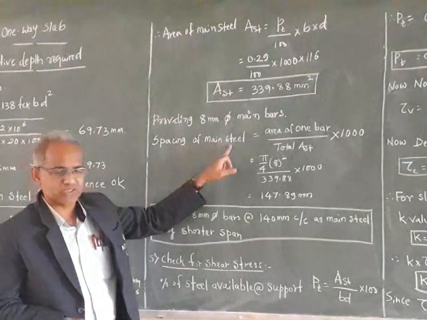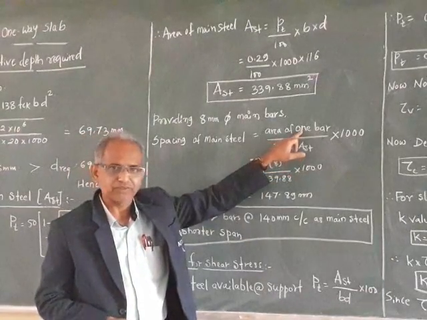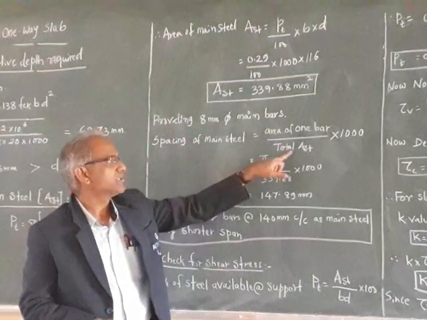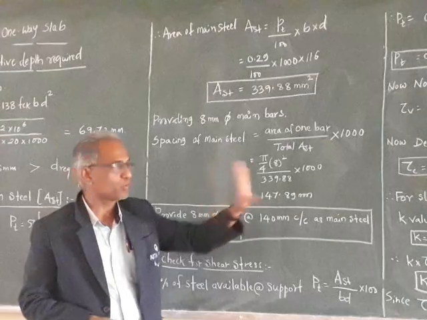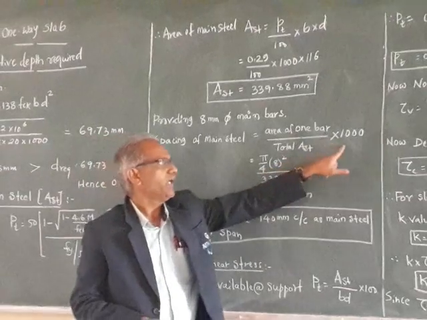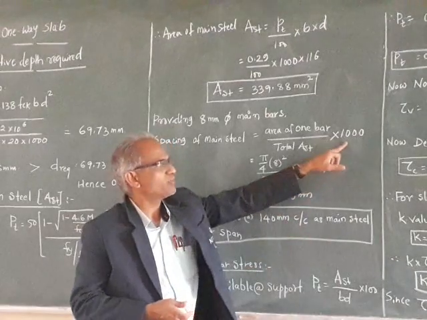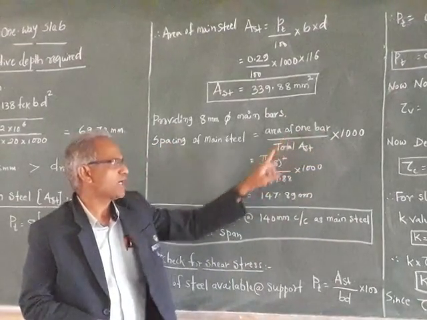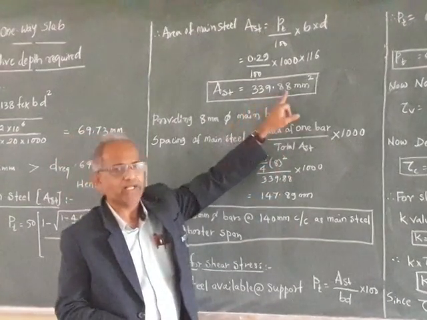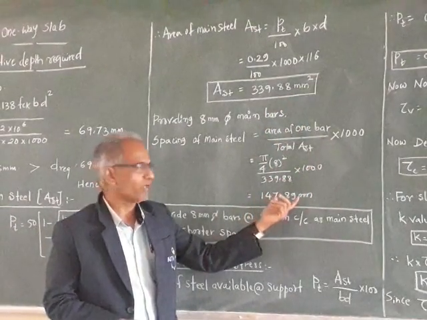So spacing of main steel is equal to, now it is reverse: area of 1 bar divided by total Ast. When you are calculating number of bars, it is total Ast divided by area of 1 bar. But here it is area of 1 bar divided by total Ast into 1000. Why this 1000? Because this spacing will be for 1 meter width. So we are assuming 8 mm diameter, that is pi by 4 into 8 square divided by total Ast 339.88, into 1000. So spacing comes out as 147.89 mm.